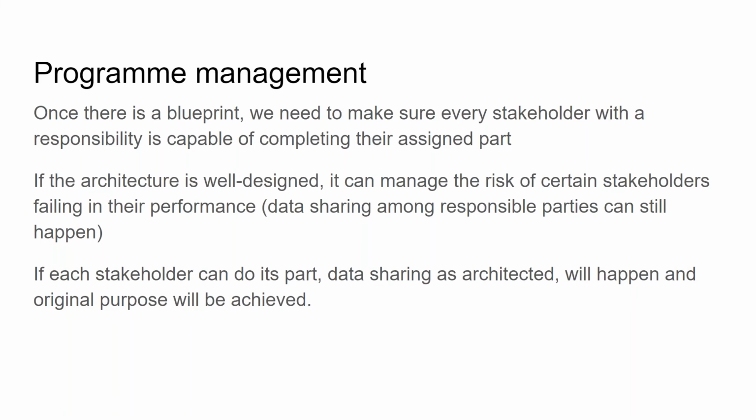But if you have a good architecture and good program management, then responsible stakeholders who are capable of delivering their part of the architecture can still benefit from data sharing agreements with other responsible stakeholders. So in an environment where there are 3 or more stakeholders with a data sharing agreement, even if one of the 3 stakeholders fails, then the remaining 2 who are able to manage their programs can still share data amongst themselves. And if each stakeholder can do its part, data sharing as architected will happen, and the original purpose, which is defined in the data sharing agreement, will be achieved.